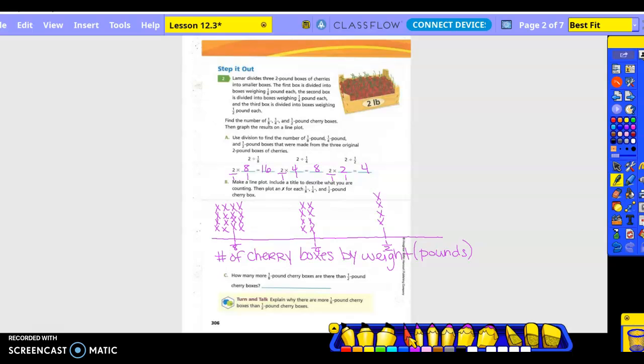Okay, so how many more 1/8-pound cherry boxes are there than half-pound cherry boxes? So we drew 16 X's for 1/8, and we drew 4 for 1/2. So what is that? So 16 minus 4 equals 12. So 12 boxes.